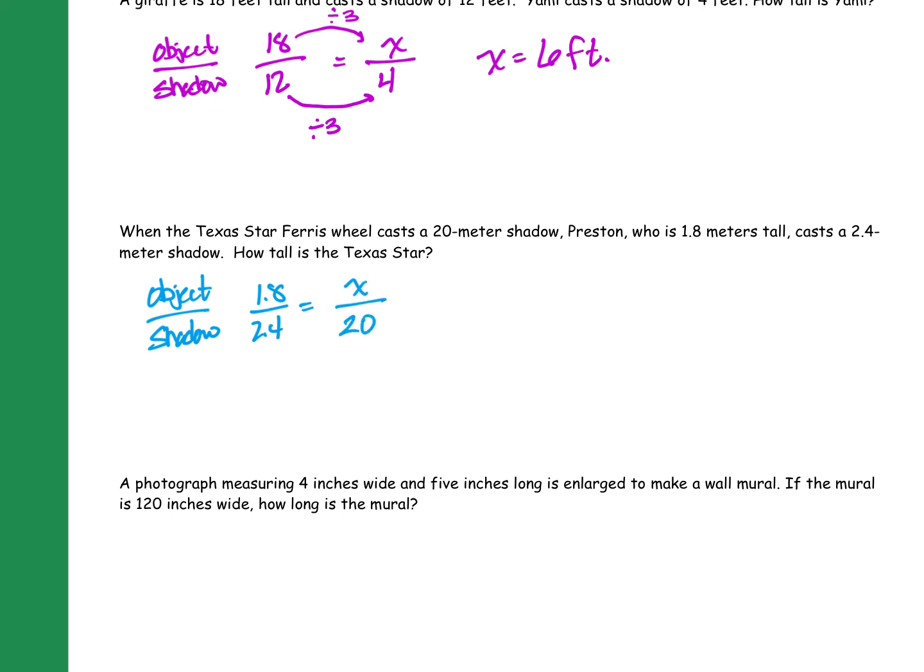So 2.4 times x equals 36, I want to say. Is that what 1.8 times 20 is? 1.8 times 20. Whew, 36, yes. Divide by 2.4. Fifteen meters tall.